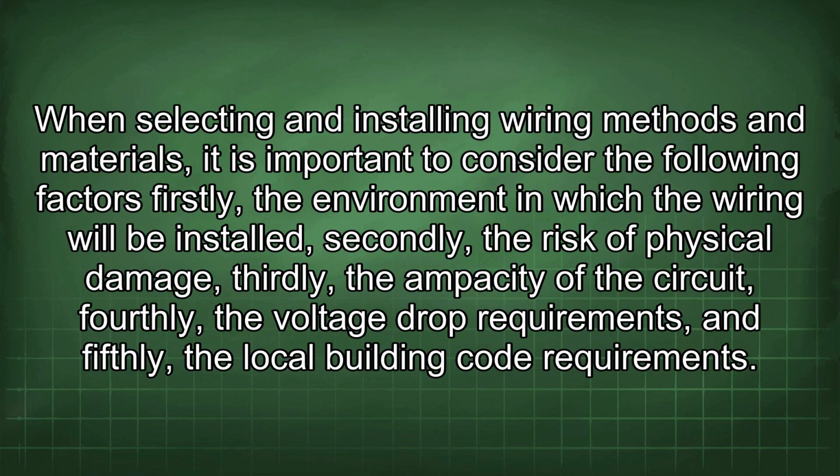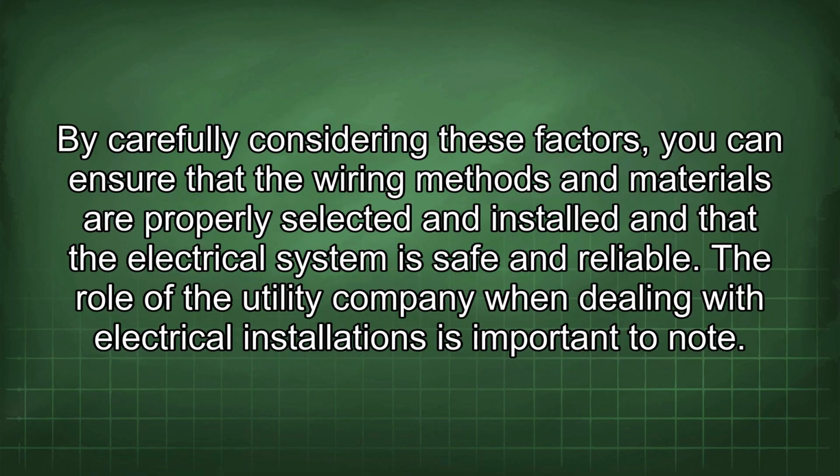When selecting and installing wiring methods and materials, it is important to consider the following factors. Firstly, the environment in which the wiring will be installed. Secondly, the risk of physical damage. Thirdly, the ampacity of the circuit. Fourthly, the voltage drop requirements. And fifthly, the local building code requirements. By carefully considering these factors, you can ensure that the wiring methods and materials are properly selected and installed and that the electrical system is safe and reliable.